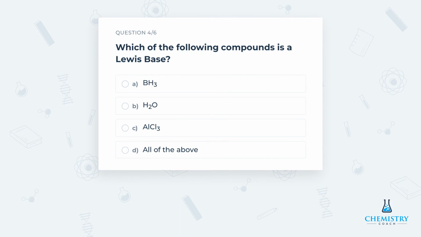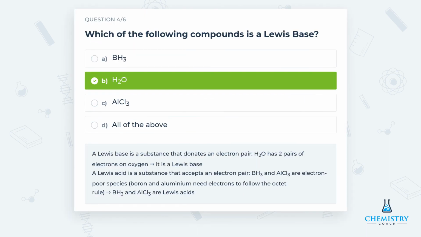Which of the following compounds is a Lewis base? A Lewis base is a substance that donates an electron pair. Water has two pairs of electrons on oxygen. Therefore, it is a Lewis base. A Lewis acid is a substance that accepts an electron pair. Borane and aluminum chloride are electron-poor species, which means they need electrons to follow the octet rule. Thus, borane and aluminum chloride are Lewis acids.